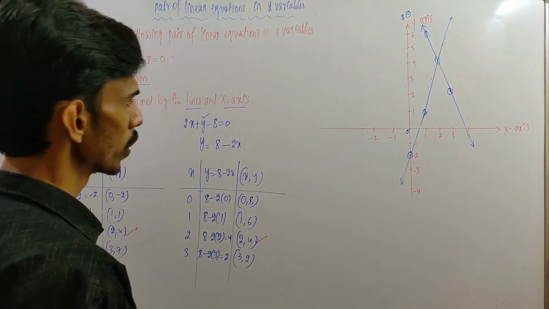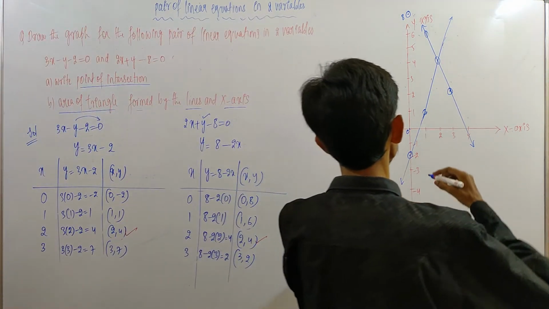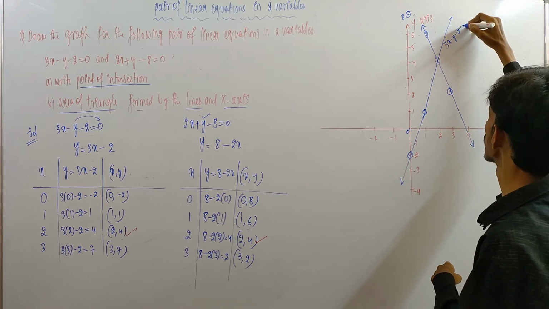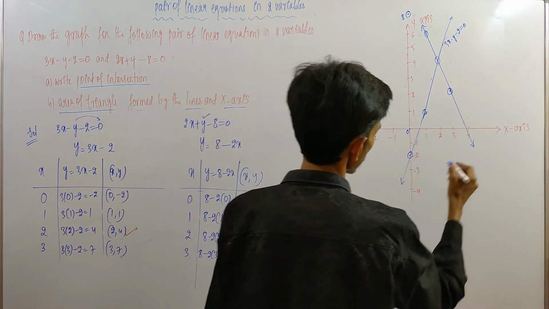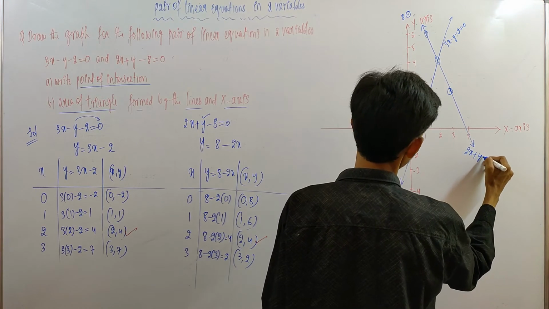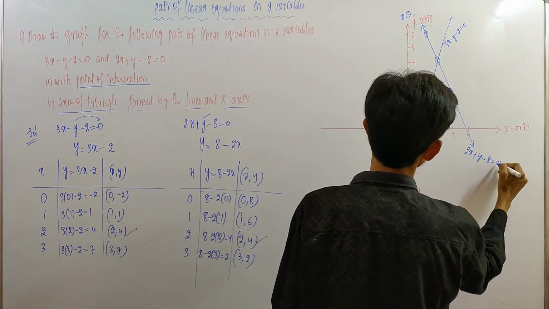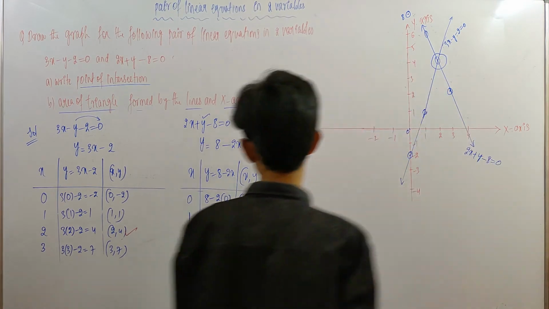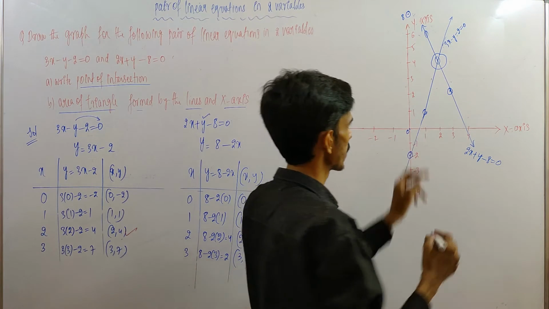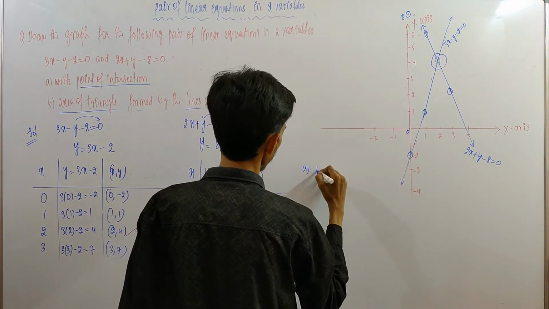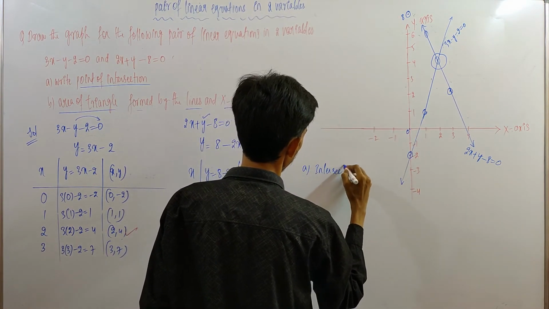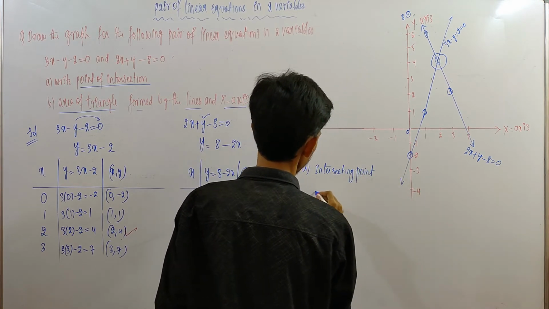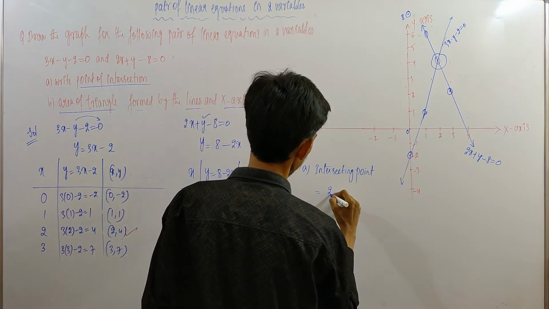Now I have plotted 2 lines. The first line represents 3x minus y minus 2 equal to 0, and this line is 2x plus y minus 8 equals 0. These two intersect at a common point, that is 2, 4. So this is the intersecting point. The first bit: the intersecting point is 2, 4.